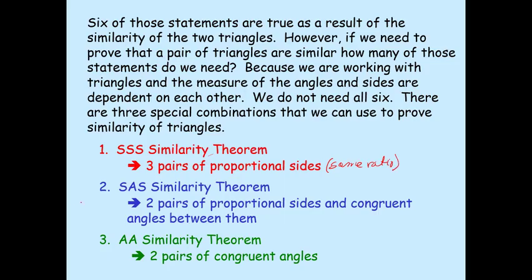Okay, similarity, notice this is side, angle, side. Notice that the angle has to be between the two sides. So two pairs of proportional sides and congruent angles between them. Okay, this one means angle, angle. Because if two angles in a triangle are congruent, then we know the third must be also, because they have to add up to be 180.